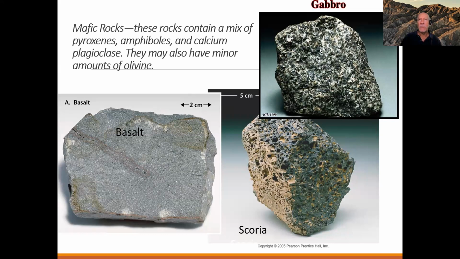Here's gabbro. So the darker minerals in there are going to be maybe a little bit of olivine, some pyroxenes, maybe some amphiboles. The lighter colored minerals in this case are probably calcium plagioclase. And then here is a dark colored vesicular rock, and we call it scoria.